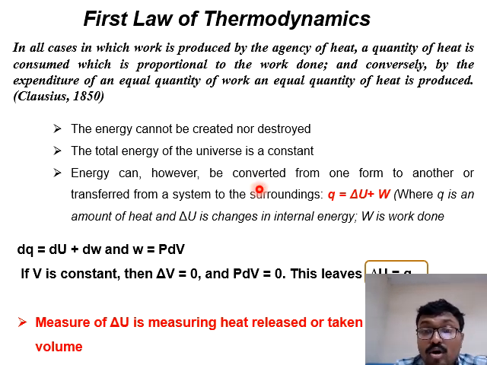Energy can be converted from one form to another form. So the first law of thermodynamics is an example of conservation of energy. Whatever heat we apply to the system is converted into two forms. One, it produces some work, and the other, it gives an increase in the internal energy.